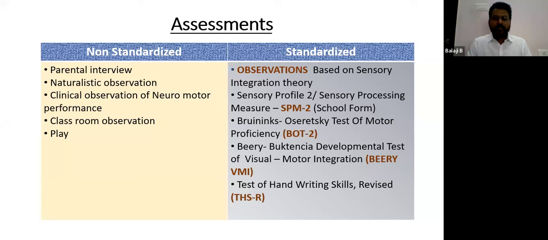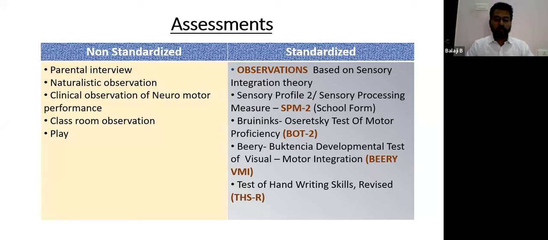Another one of my favorite standardized tests is the THS. As the name suggests, we test your writing skill. There are two components which we usually test. It is for ages 7 years to 16.11 years. So it tests both manuscript and cursive forms.